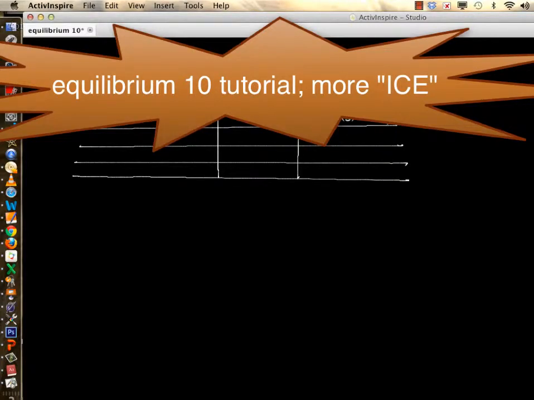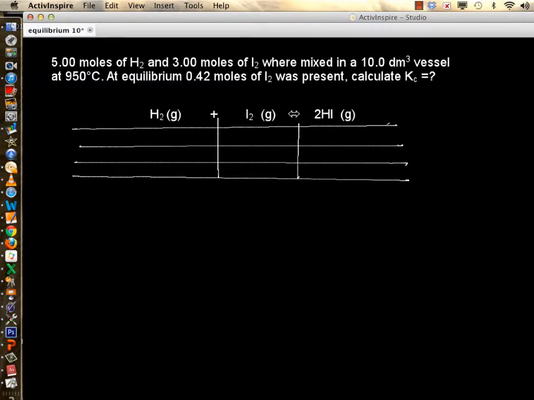This is another ICE related problem, but this time you have to be careful because a few things are different. This time they give me moles of hydrogen and moles of iodine rather than moles per decimeter cube. And then they tell me the volume of the vessel is 10 decimeter cube. I need to be able to use this information as well. And finally, at equilibrium, I have 0.42 moles of iodine. So I go after ICE one more time.